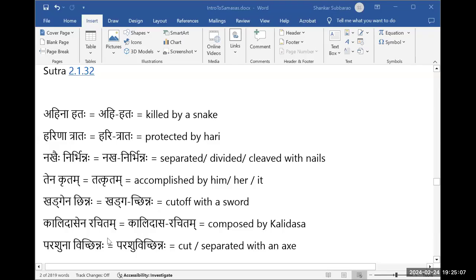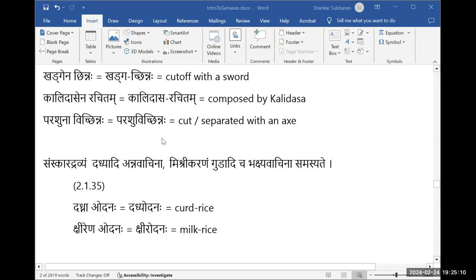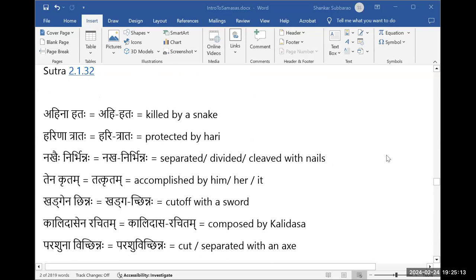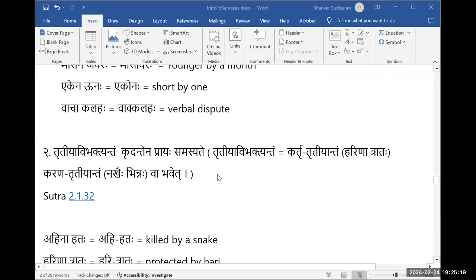Okay? Trtiya example. Then Parashuna, which now we don't need, okay? So you can see this is a very important rule for us. What is the rule? Kartrakarane krita bahulam. That's how I'll remember it, okay? Karta, kartrakarane, in the sense of karta or karana, a third case ending word will combine with a kridanta to form a compound. Generally. Bahulam, I will translate as generally. And that is the Trtiya Tatpurusha compound.